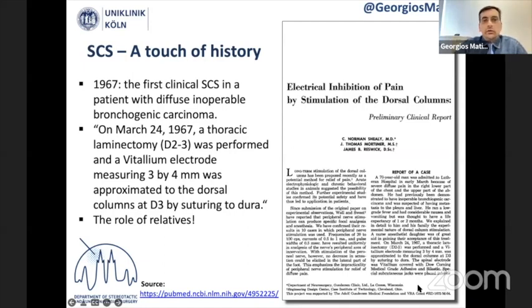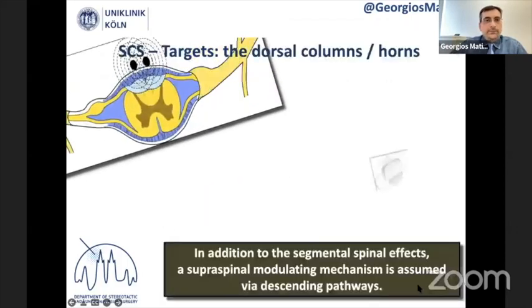It was a patient with prostate carcinoma. His daughter was an anesthesiology nurse, and she convinced her father to accept this operation. It was experimental back then. The patient accepted. He was satisfied. He had pain relief, but 6 days after the operation, he died because of endocarditis. So the very first operation took place in 1967. This is not a new therapy.